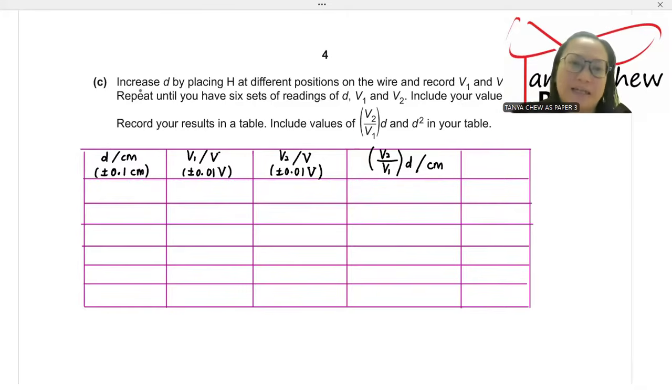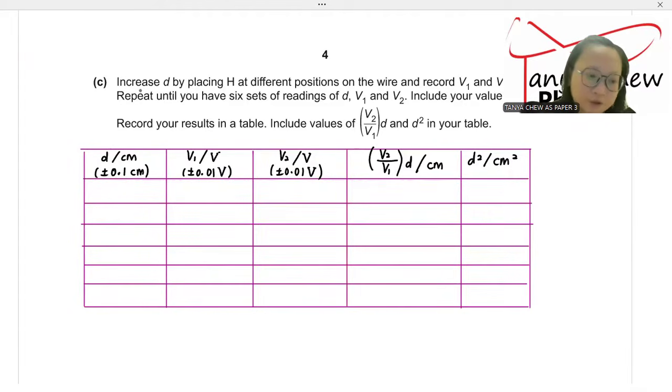And then multiplied by D. D is measured in cm. And then D square, so D square slash the unit is cm square. Done. I don't put plus minus for V2 over V1 times D and D square. Why? Because V2 over V1 times D and D square are called calculated data. So for calculated data, we have to look at the significant figures of the raw data.